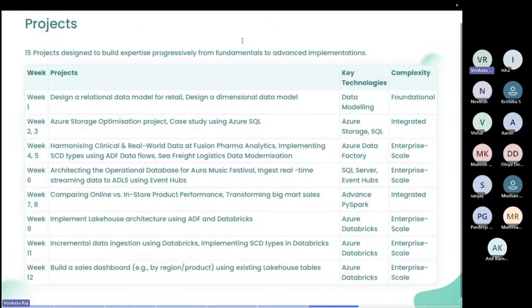Any questions so far from anyone? What are the services you'll be using, Azure services, for doing this course? Yes, so we are going to use Azure Data Lake Storage and then Azure SQL, Azure Data Factory, Azure Logic Apps, Azure Event Hubs, and then Databricks, Key Vault, and DevOps.